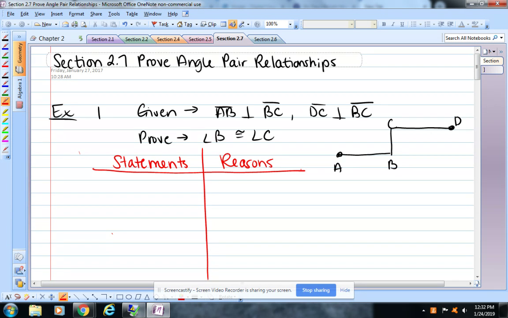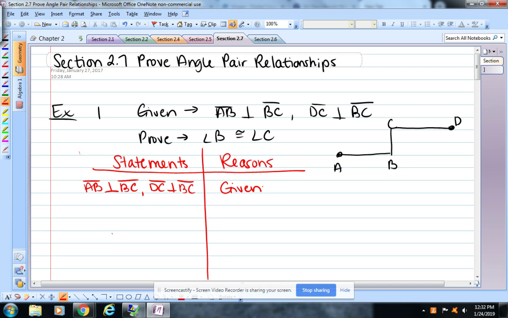So our given is segment AB is perpendicular to segment BC, and segment DC is perpendicular to BC. Both of those line segments, AB and CD, are perpendicular to CB, which is running vertical against them in the figure. Prove that angle B is congruent to angle C. This first thing was given; they told us that in the problem.